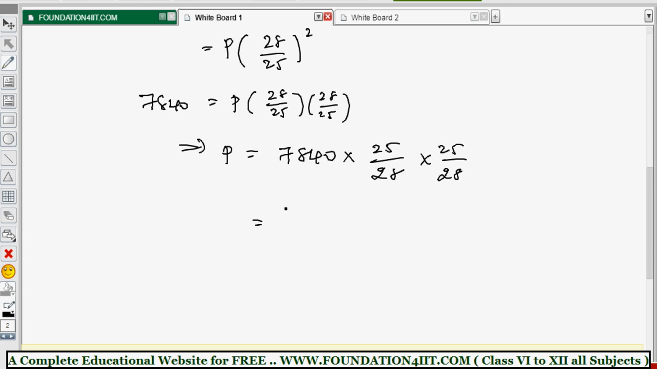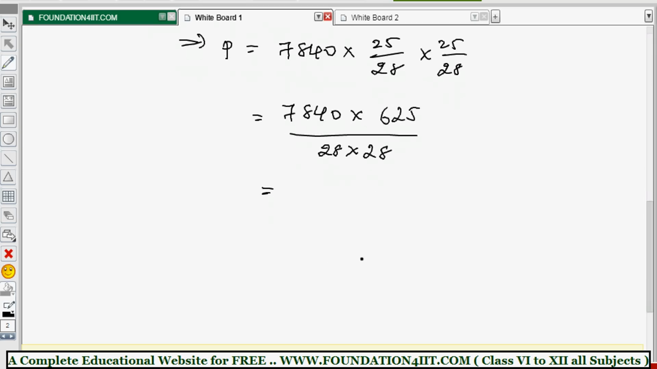So 7,840 into 25 into 25 is 625 by 28 into 28. And just do the calculation of this. I'm not doing the calculation, just if you do, then you get the required sum. So that is 6250. If you cancel this exactly, 28 28 is 784. That means tens it is. Then 6250. Okay, 28 28 is 784. Just calculate, make it simple.